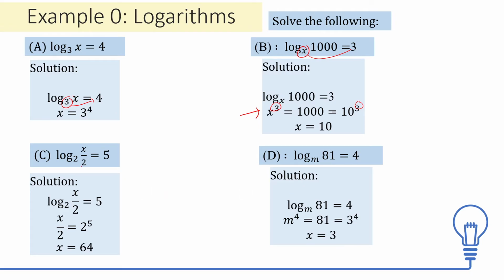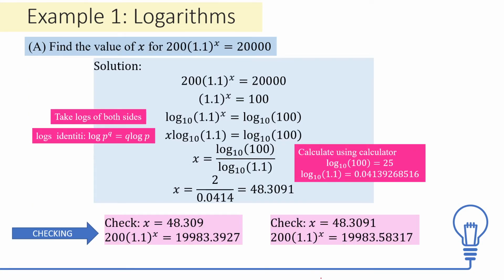And then when we have this one, same thing, we move our 2 to the other side, it is 2 to the power of 5, and then x over 2, and then I bring my 2 up here, so my x actually is 64. And the last one, I have x to the power of 4 equals 81. I try to write it in the power of 4, so it is actually 3 to the power of 4, so my x equals 3.